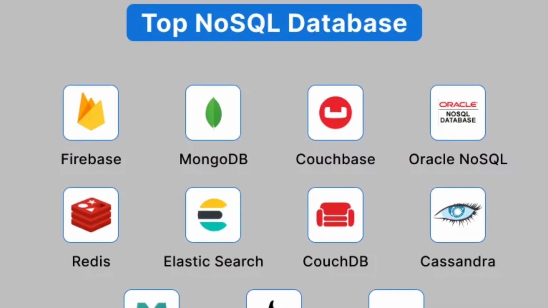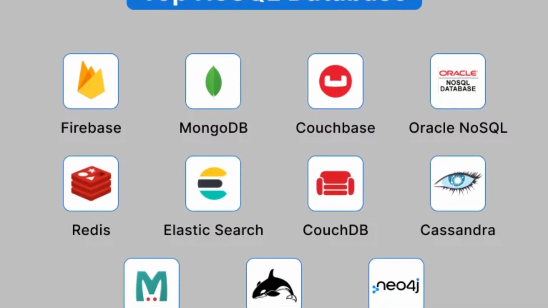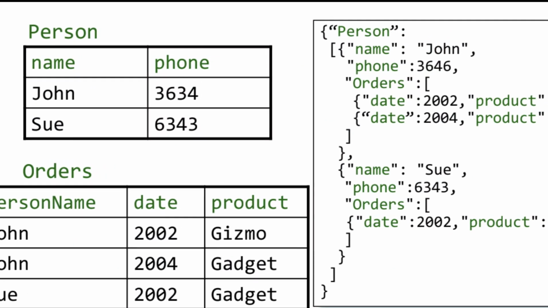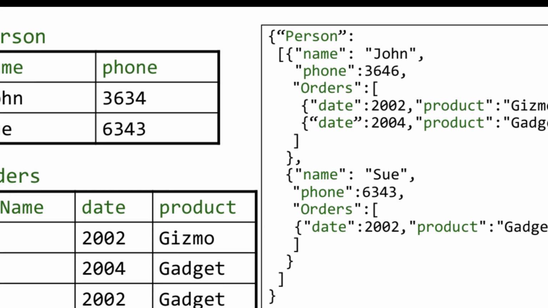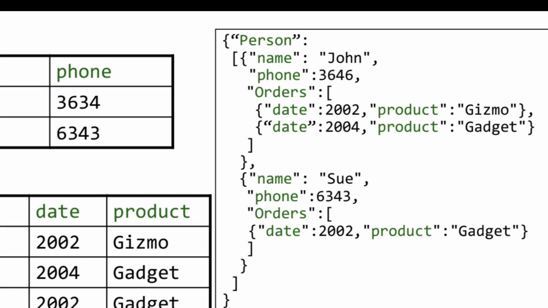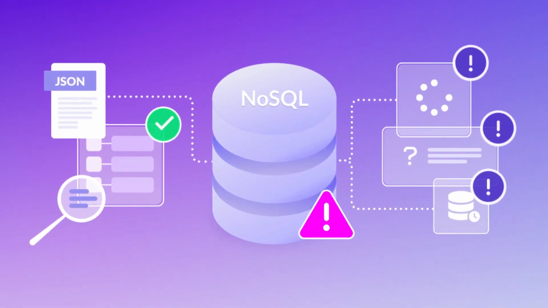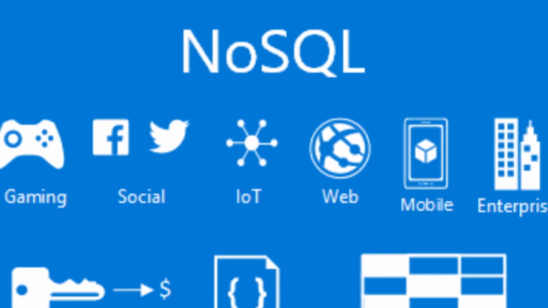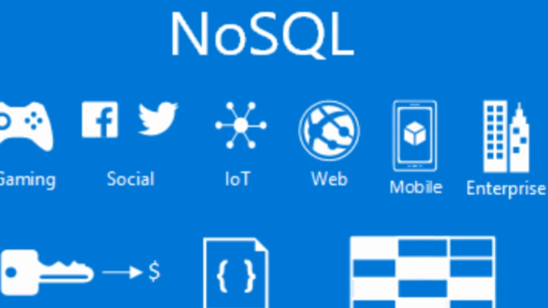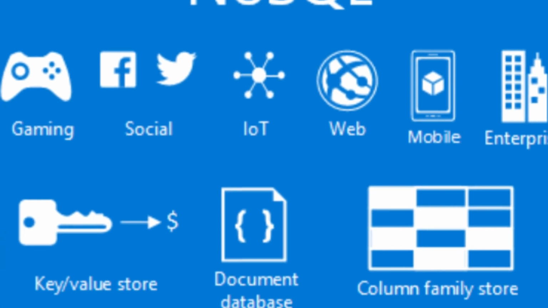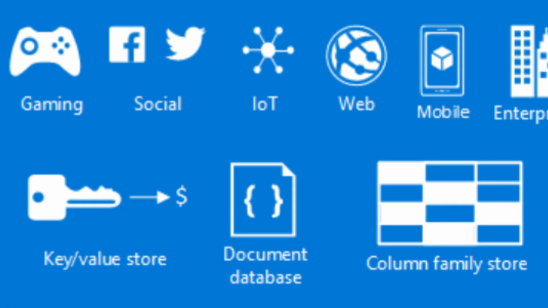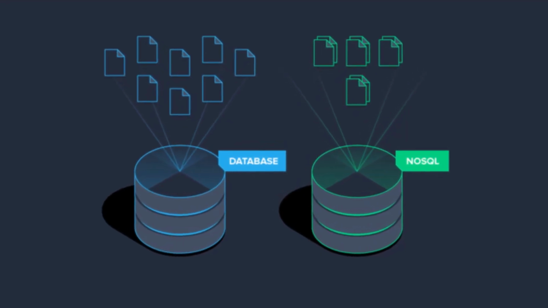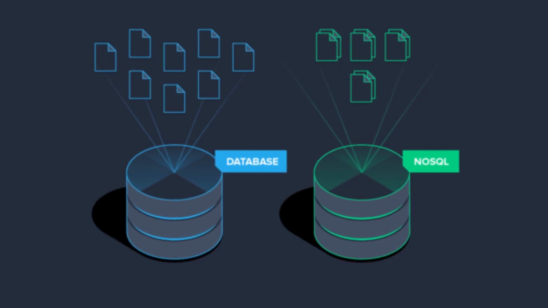NoSQL databases such as MongoDB, Firebase, and Cassandra solved this problem by removing the rigid table structure. Instead, they allowed data to be stored in formats like JSON-like documents or key-value pairs. This makes them much more flexible and scalable compared to traditional relational systems. NoSQL databases are widely used in real-time applications, large-scale systems, and apps where data structure may change frequently. However, this flexibility comes at a cost because they are generally less strict with consistency compared to relational databases.